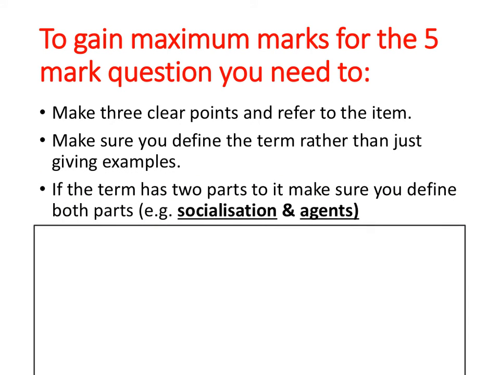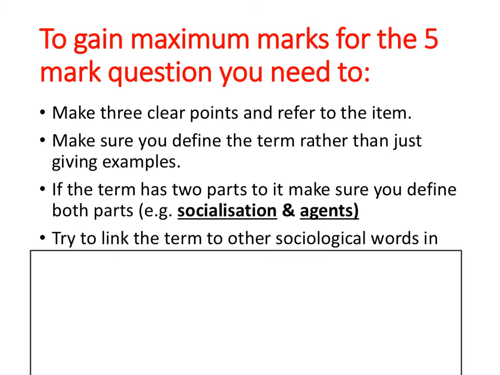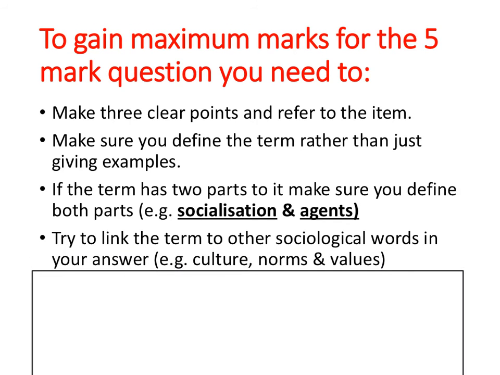If the term has 2 parts to it, make sure that you define both parts. So if the question was about agents of socialization, you would need to explain both the idea of socialization and also what we mean by an agent. If the question was about primary socialization or secondary socialization, again, you would need to explain both parts of the term.